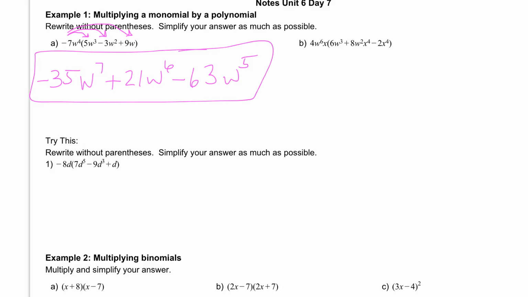Let's take a look at letter B. We'll do one more. In letter B, we have 4, w to the sixth, and x. All of these three things are going to get multiplied to everything inside. So let's start by multiplying it by 6w to the third.